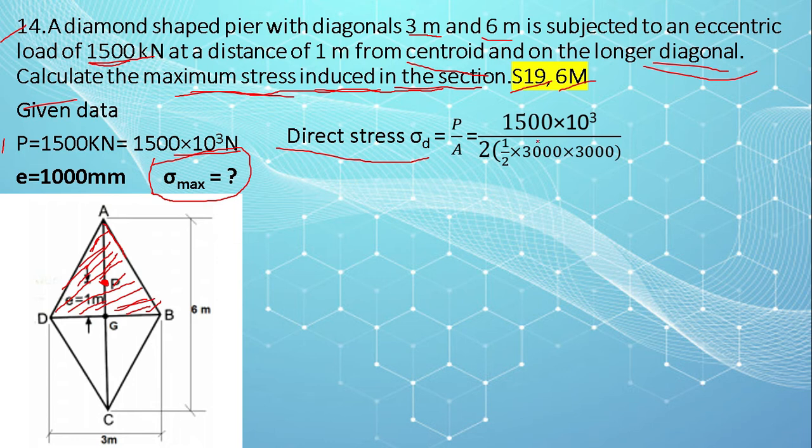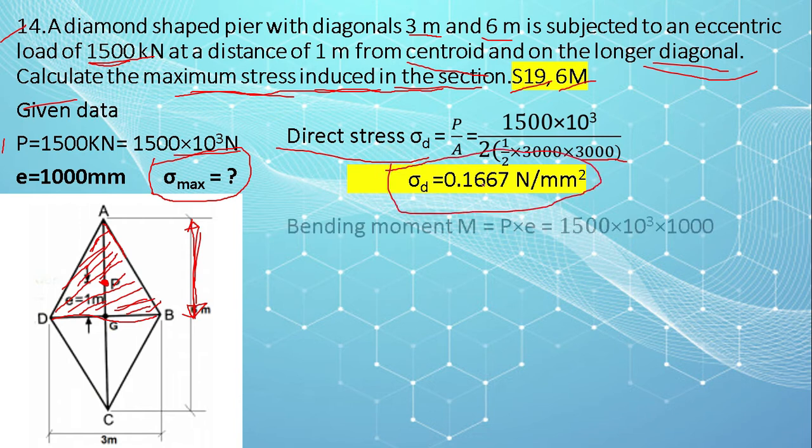So this one triangle and this one triangle, 2 times the area of this, half into this 300 base multiplied by this height 300, as this total height is 6000. So this much is 3000 mm. So direct stress is 0.1667 Newton per mm square.